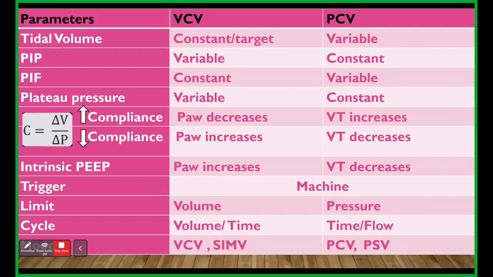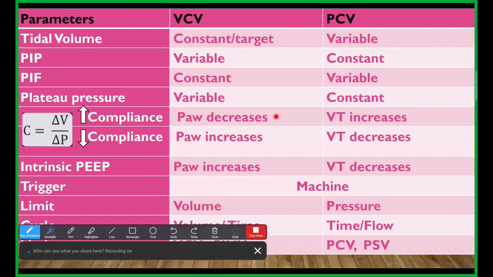Next, coming to the parameters defined in volume control and pressure control ventilation. In volume control ventilation, your tidal volume will be constant and your peak inspiratory flow will be constant. Whereas in pressure control ventilation, your peak inspiratory pressure will be constant and your plateau pressure will be constant.